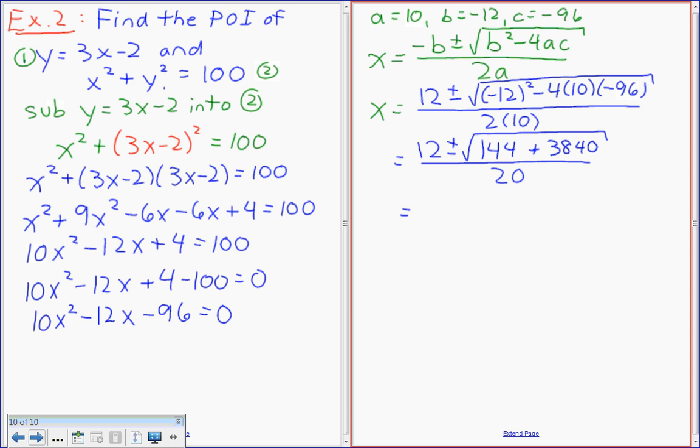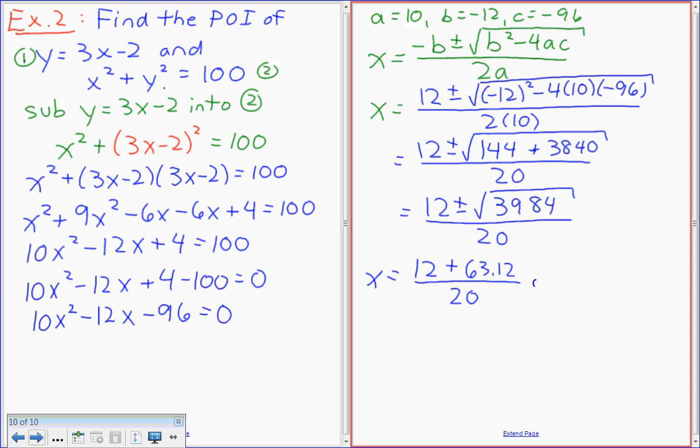Okay, so this is equal to 12 plus or minus square root of 3984. It's a big number. So x either equals 12 plus the square root of 3984, which is 63.12, all over 20. Or x equals 12 minus 63.12.